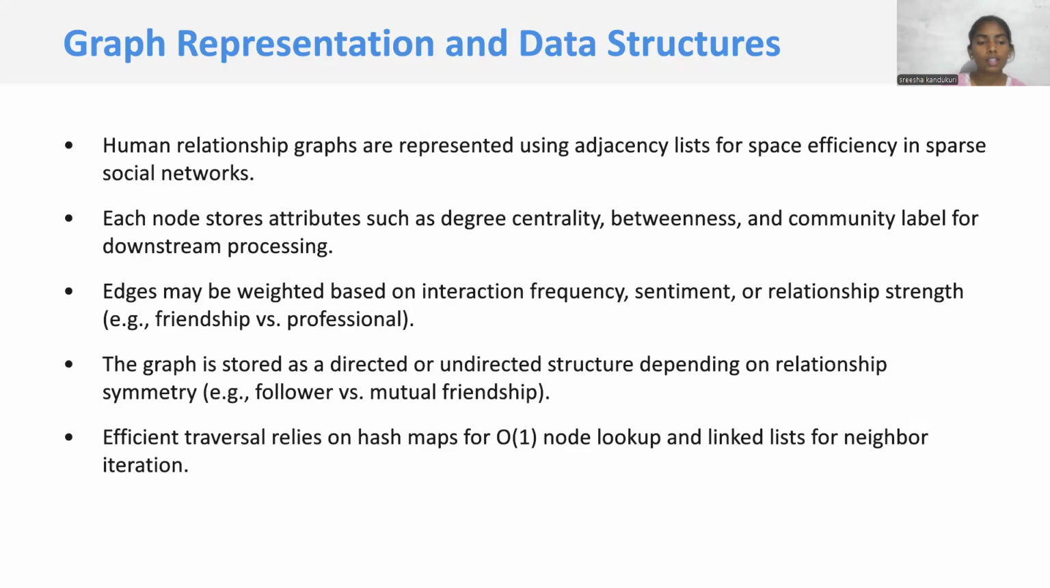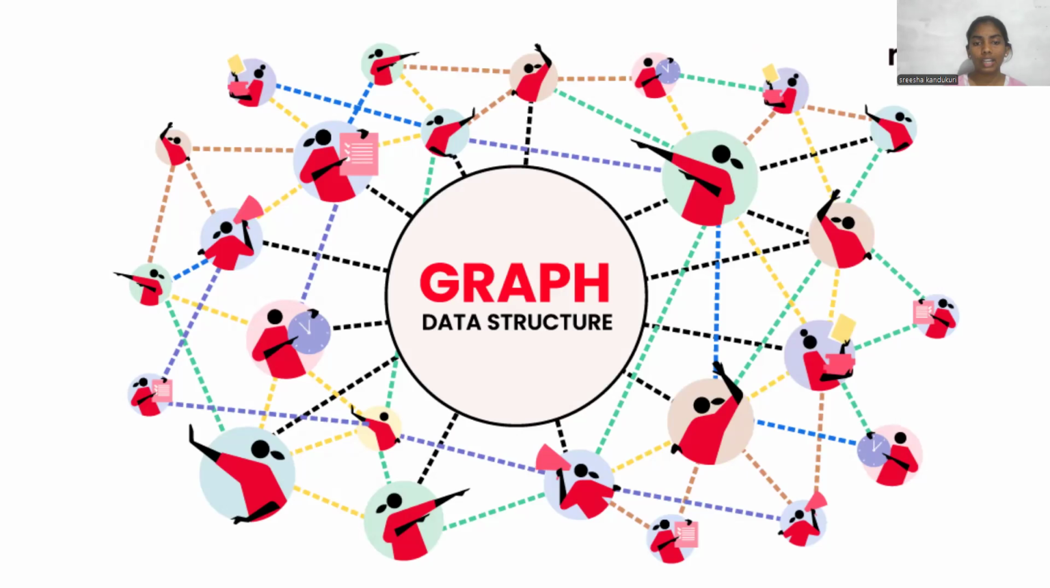And here are some examples: friendship versus professional, and also follow versus mutual friendship. The graph is stored as a directed or undirected structure depending on relationship symmetry. Efficient traversal relies on hash maps for O(1) node lookup and linked lists for neighbor iteration. Here O(1) is also called the best case in time complexity, as opposed to linear search. So these are the graph data structures.